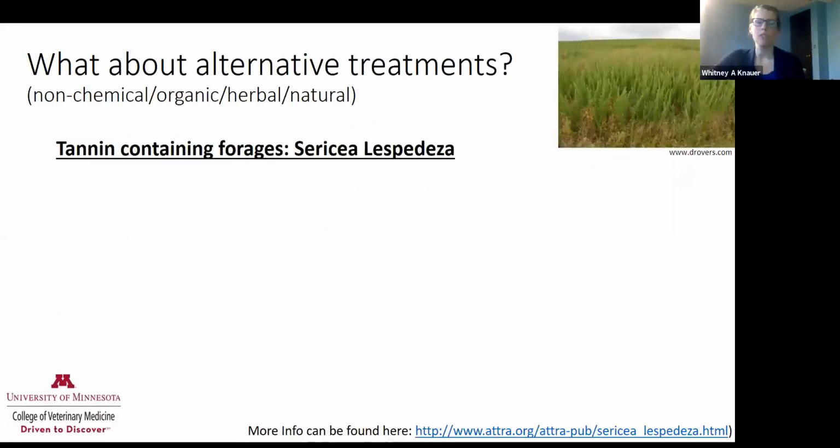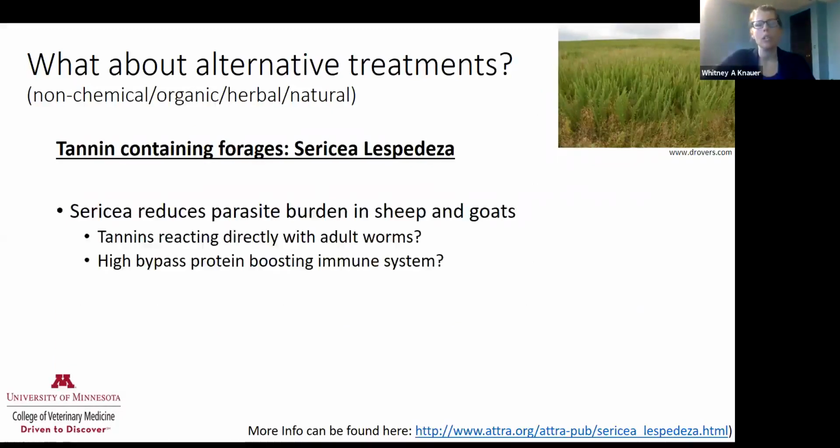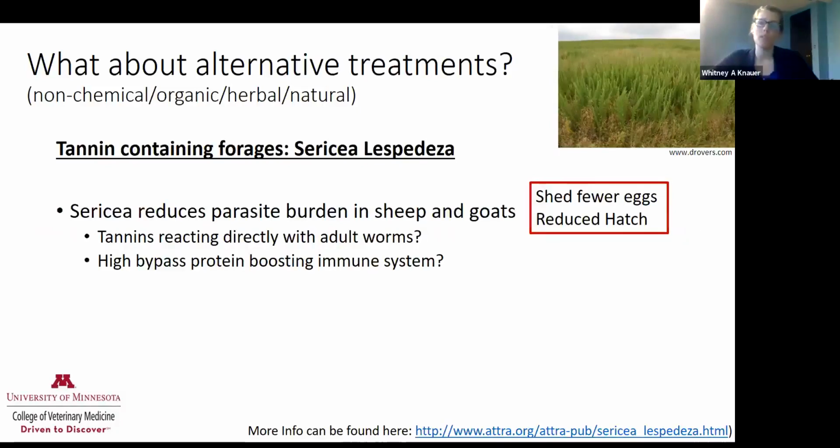All right. Alternative number 2, Serricea, or tannin-containing forages. There is some data behind Serricea. Serricea reduces parasite burden in sheep and goats, and the animals that are consuming this forage shed fewer eggs if they're infected, and something is happening to the worms, and there's reduced hatch. No one really knows why it works, whether the tannin is reacting directly with the adult worm, or Serricea has some bypass protein, so is it boosting the immune system?